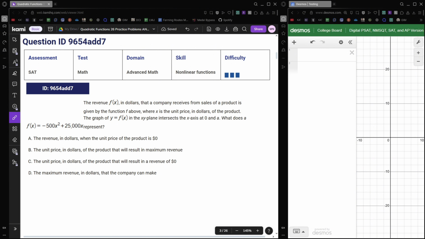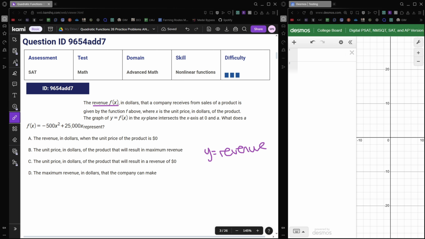Question number 3. Now a trick that I like to use on these types of word problems is to label what our variables mean. So let's go ahead and start reading. The revenue f of x in dollars that a company receives from the sales of a product is given by the function f above. So we know that the revenue is going to be f of x. So f of x, or y, is equal to the revenue.